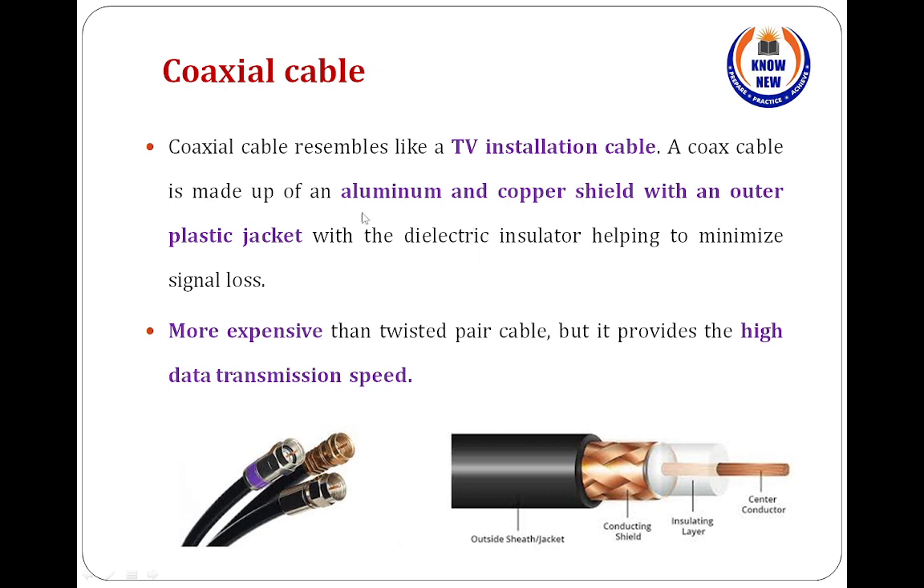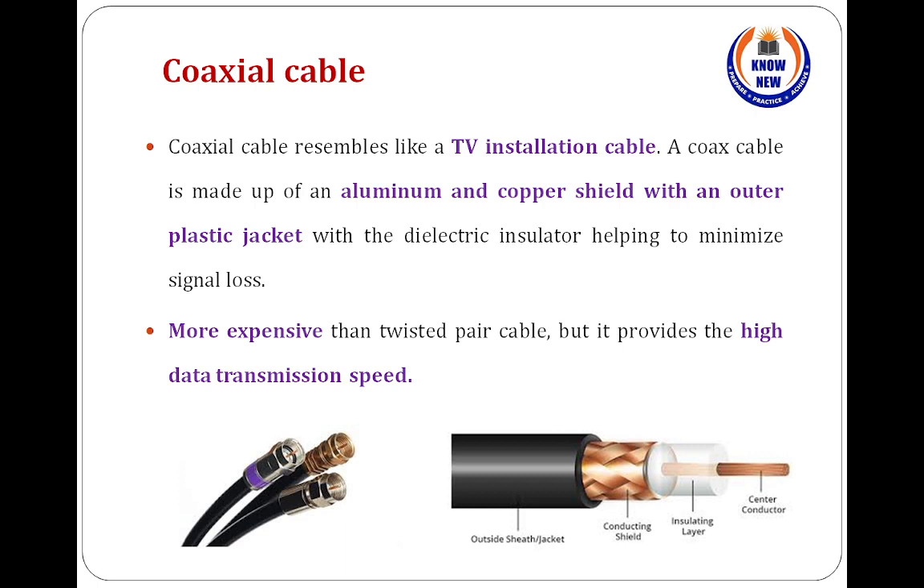The coaxial cable is made up of aluminum and a copper shield with an outer plastic jacket. It is also mainly suitable for avoiding noise or some kind of electromagnetic radiation. It is shielded properly, and compared to twisted pair cable it is more expensive, and it provides higher transmission speed.